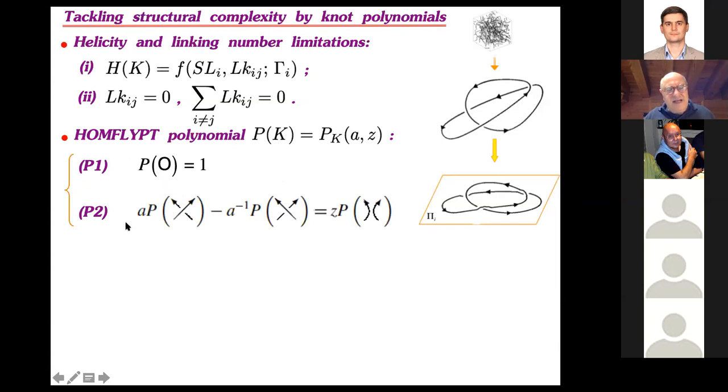We have to use two skein relations. In other words, two relations to define a polynomial. This polynomial is a finite-term Laurent polynomial. The first relation is trivial. It says that the polynomial of the unknot is 1. Okay, that's easy for me.